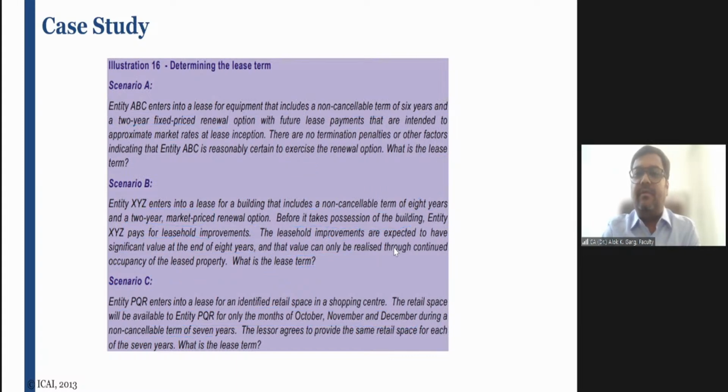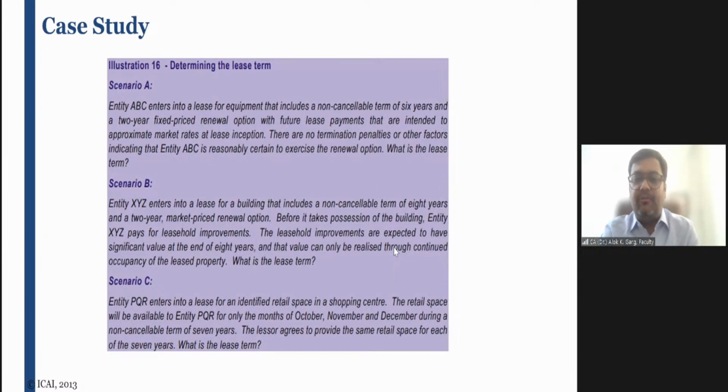Very good. So we discussed the concept of lease term, where we have discussed the lease term includes non-cancelable period plus rent-free period plus optional renewal period if there is a reasonable certainty to exercise the renewal option, plus optional termination period if there is a reasonable certainty to not to exercise the termination option.